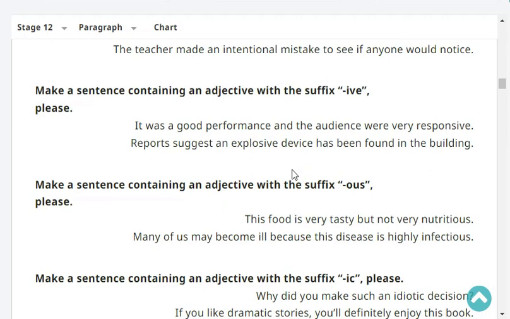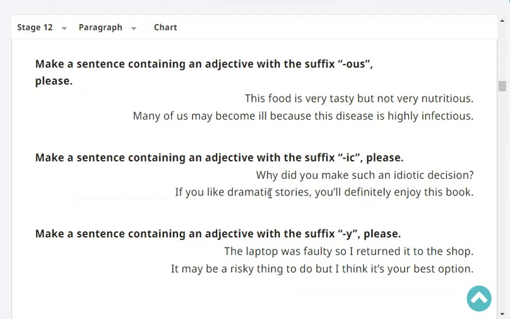Make sentences containing an adjective with the suffix -ous, please. This food is very tasty, but not very nutritious. Many of us may become ill because this disease is highly infectious. Very good.